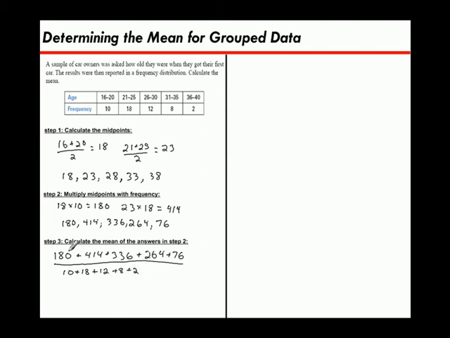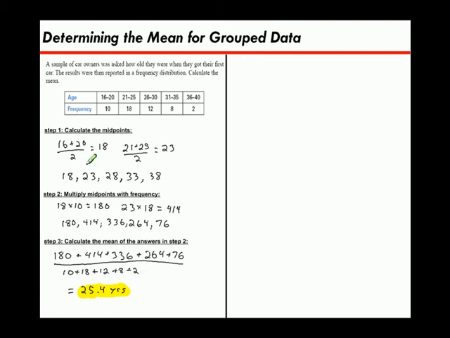Now you probably want to go ahead and grab your calculator to find the answer to that, and that's fine. I'm just going to skip that and show you the final answer that you should arrive at. We should end up with a mean of 25.4. Now, what's our units here? Well, we're talking about the average age that somebody bought their first car. So let's say years. So what we've just done is taken a survey that had age grouped, and we found that the average age that somebody bought their first car was 25.4 years.